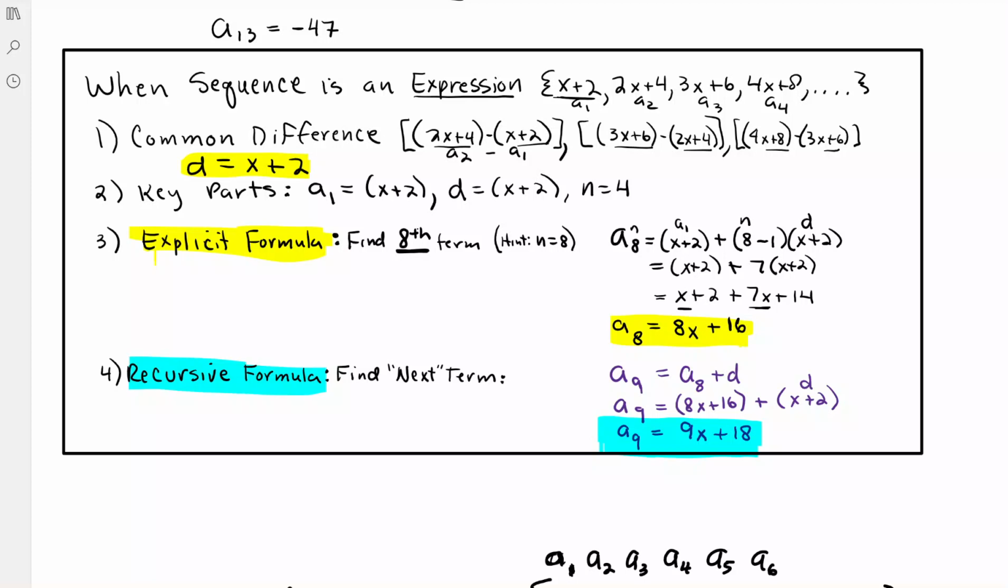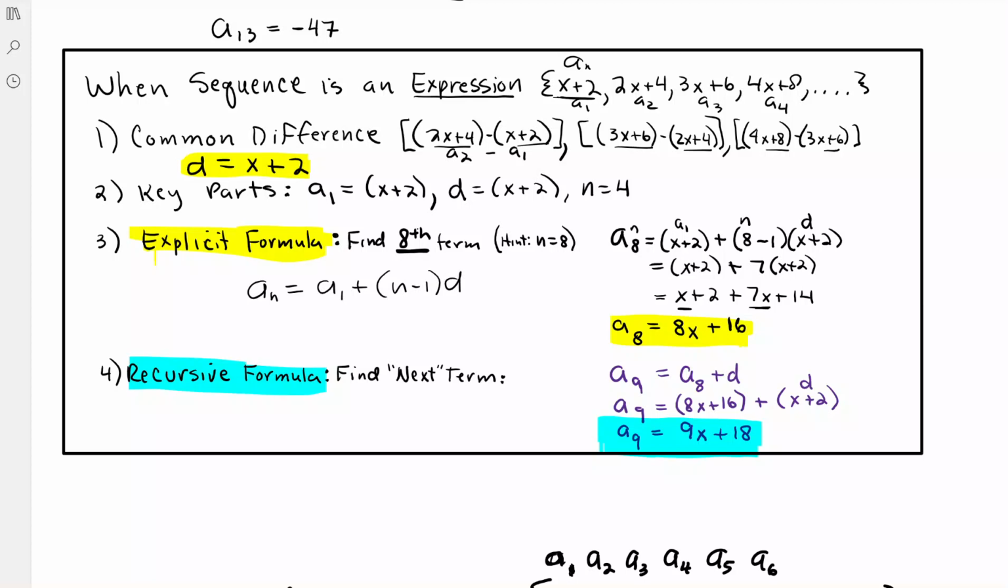You're going to identify the key parts. A sub 1, well, here's A sub 1, so x plus 2. You're going to find the common difference, which is also x plus 2, and the number of terms. In this case, 1, 2, 3, 4, there are 4 terms. But if we want to find the 8th term, well, you're just going to use that explicit formula. A sub n is equal to A sub 1 plus n minus 1 times the common difference.